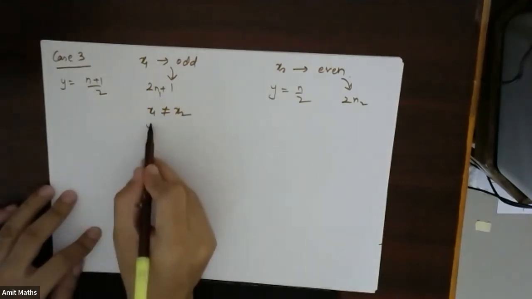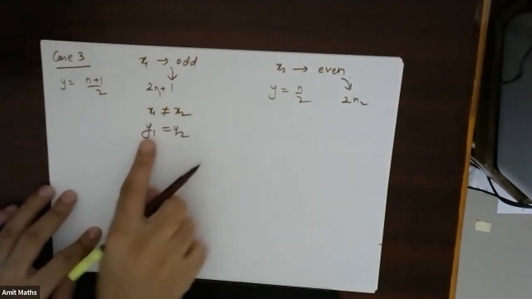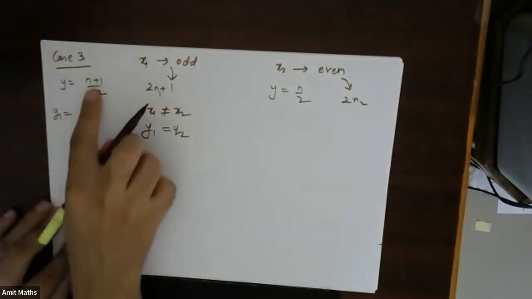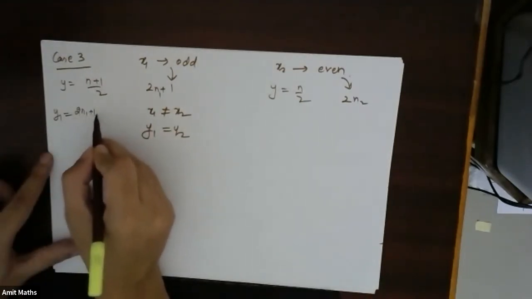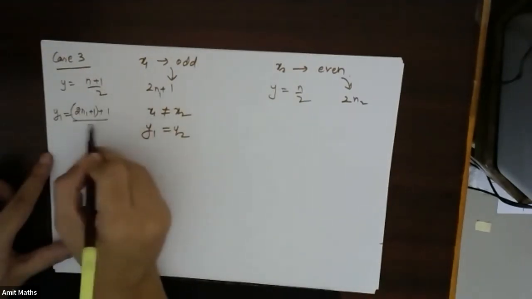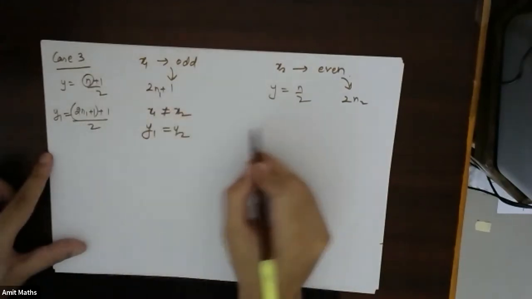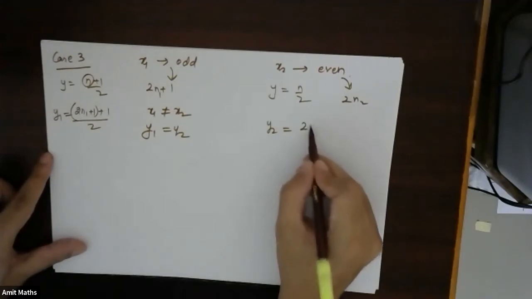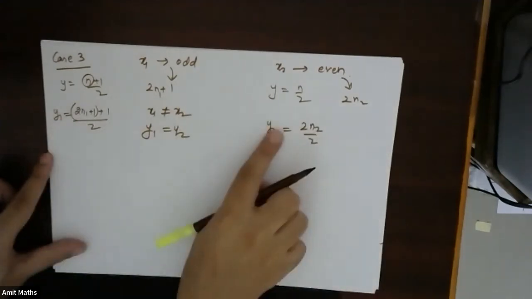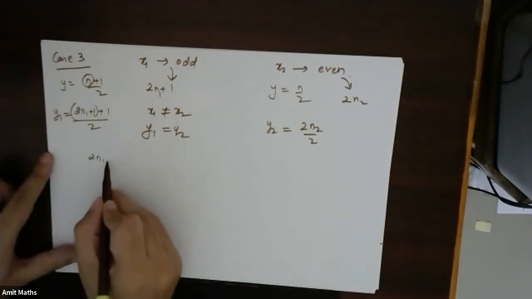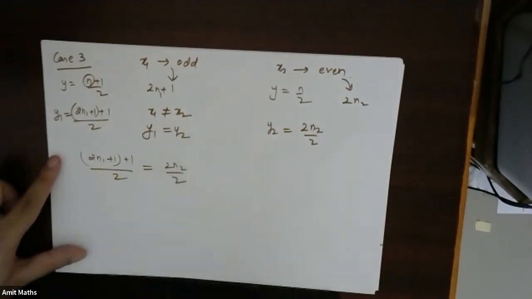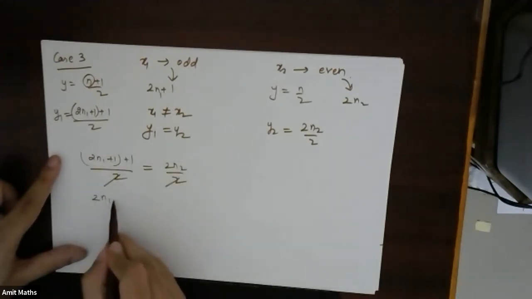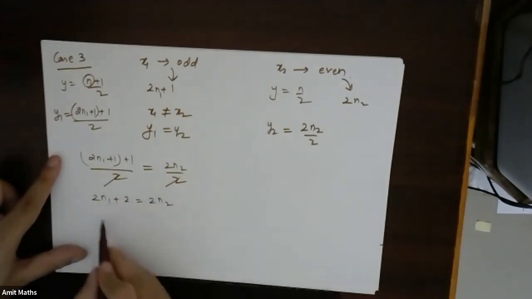Then I will substitute y1 is equal to y2. What is y1? Instead of x, I will substitute 2n1 plus 1, plus 1, by 2. Instead of y2, I will substitute 2n2 by 2. So this will become (2n1 plus 1 plus 1) by 2 is equal to 2n2 by 2. This and this get cancelled. So this becomes 2n1 plus 2 is equal to 2n2. So this will become n1 plus 1 is equal to n2.